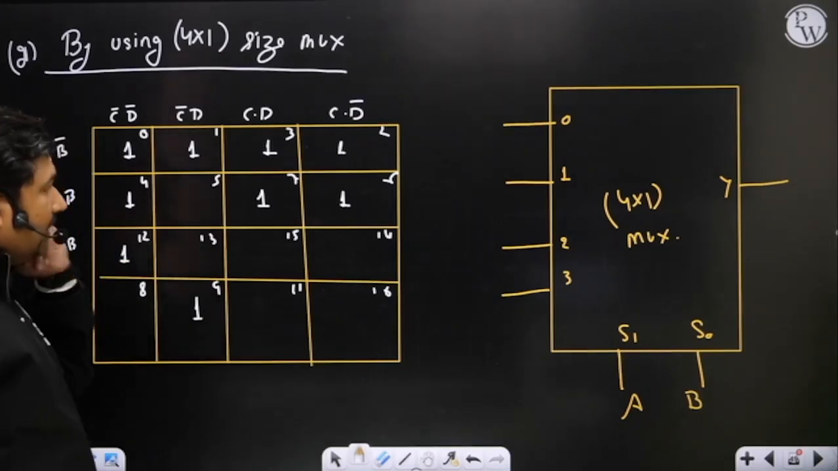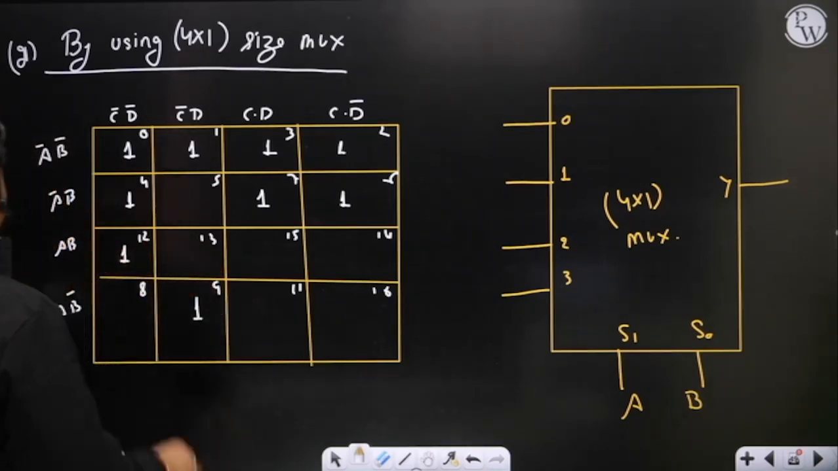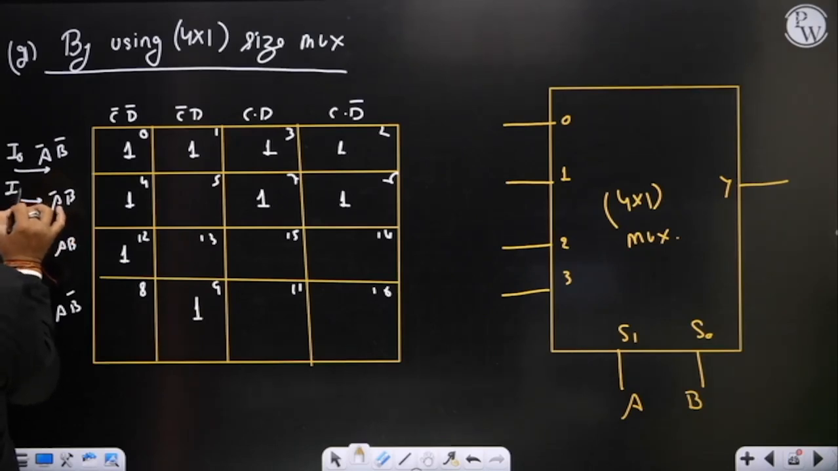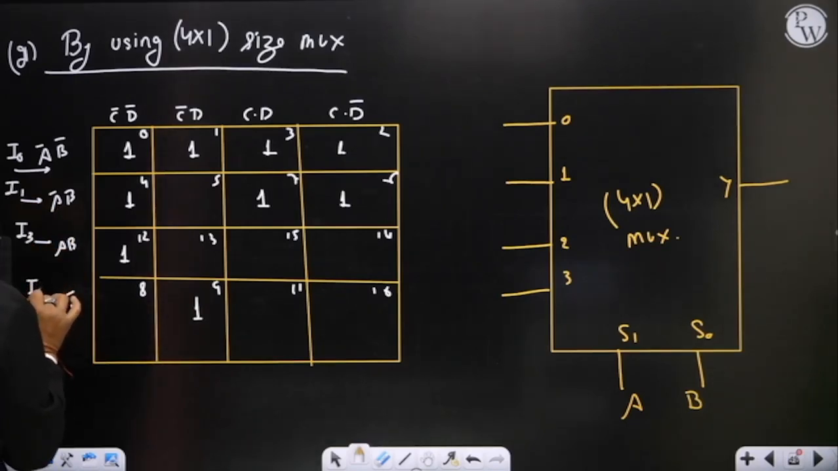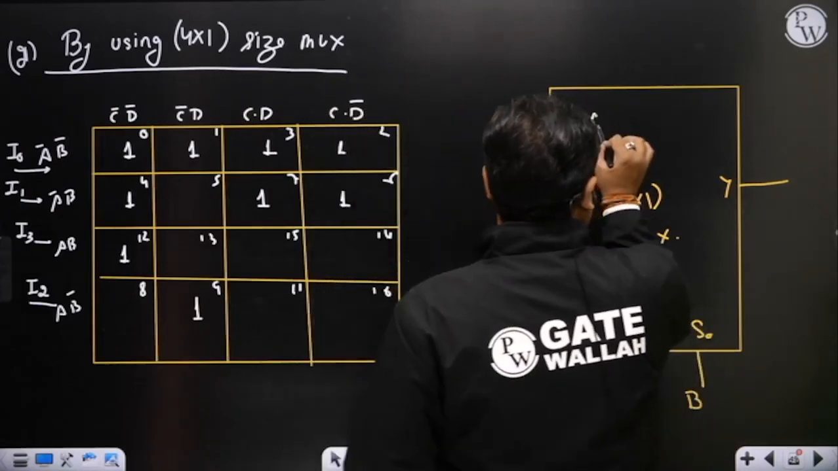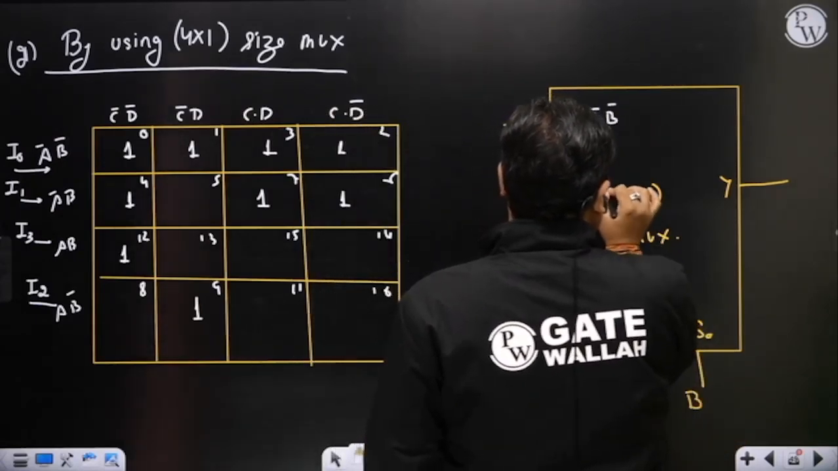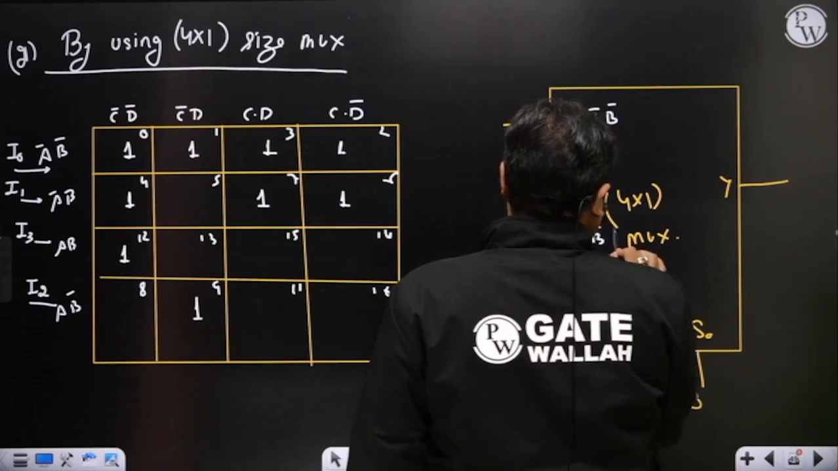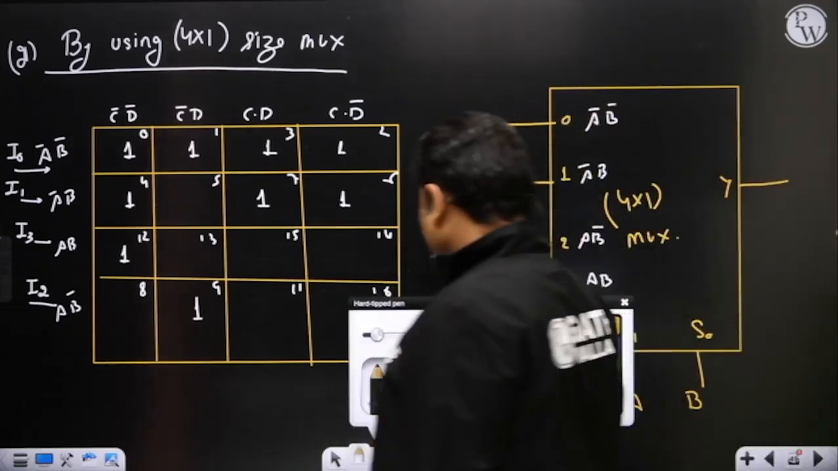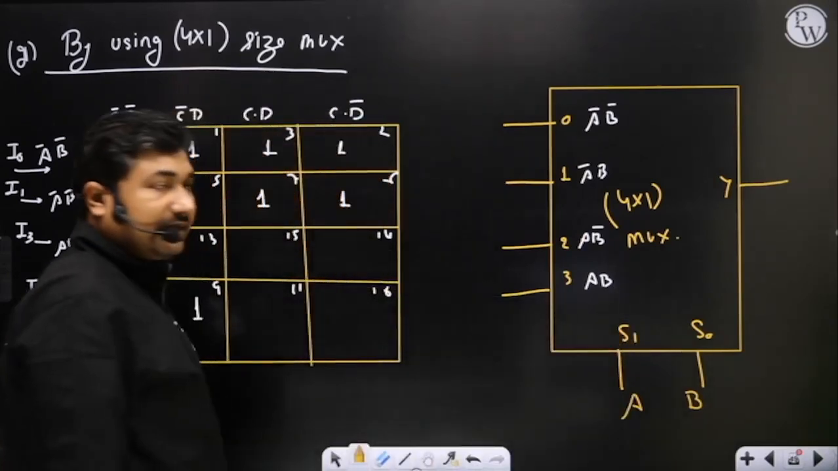Okay, sir. Now, since you have selected AB as the select line, please observe here. This is your I0 pin automatically. A bar B is available on your I1 pin. AB is available on your I3 pin. And A B bar is available on your I2 pin because of the select line action. Now, out of C and D only we have to identify.